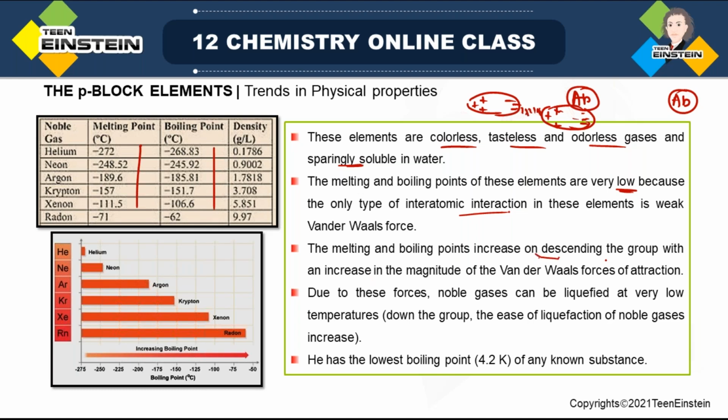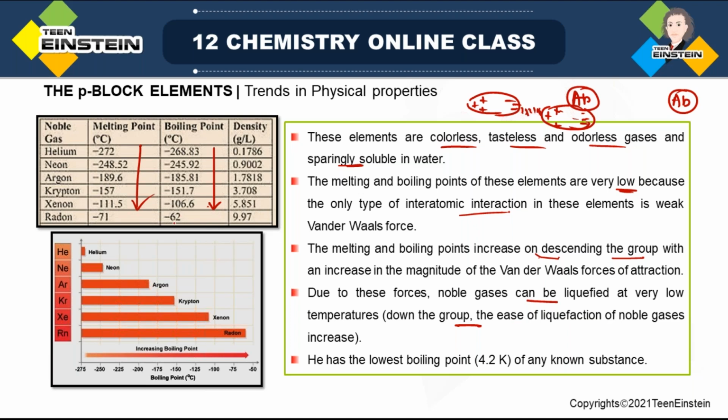Melting point, boiling point increase on descending the group. See, when you are moving down, the values, though negative, are still increasing. And that is expected because of the increasing magnitude of atomic mass, and when mass is increasing, van der Waals force is also increasing. Due to these forces, noble gases can be liquefied at very low temperature. And when you are moving down the group, the ease of liquefaction of noble gases will increase. That means you can easily liquefy them.